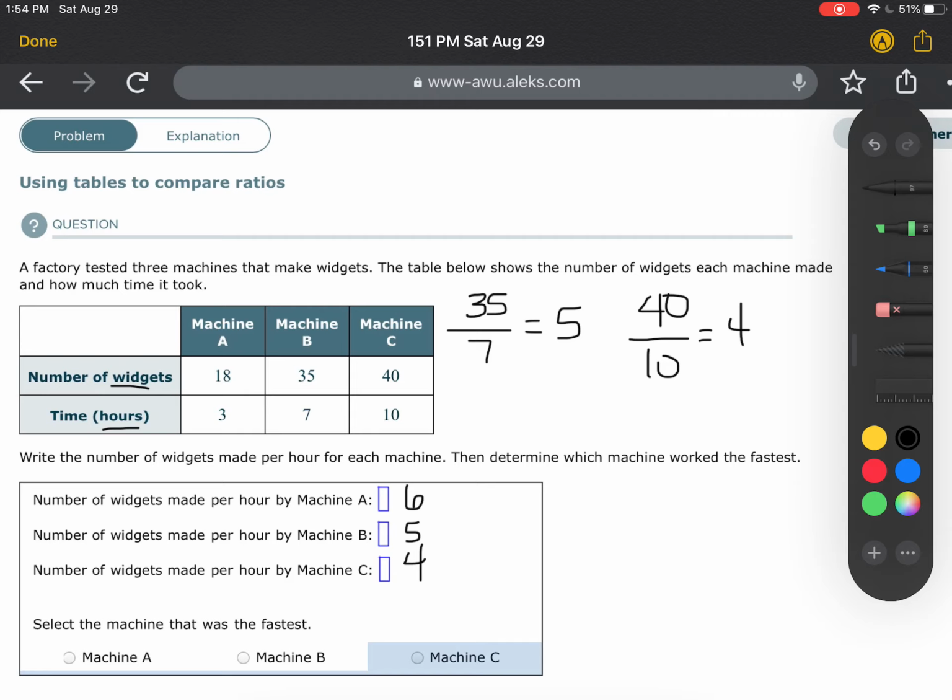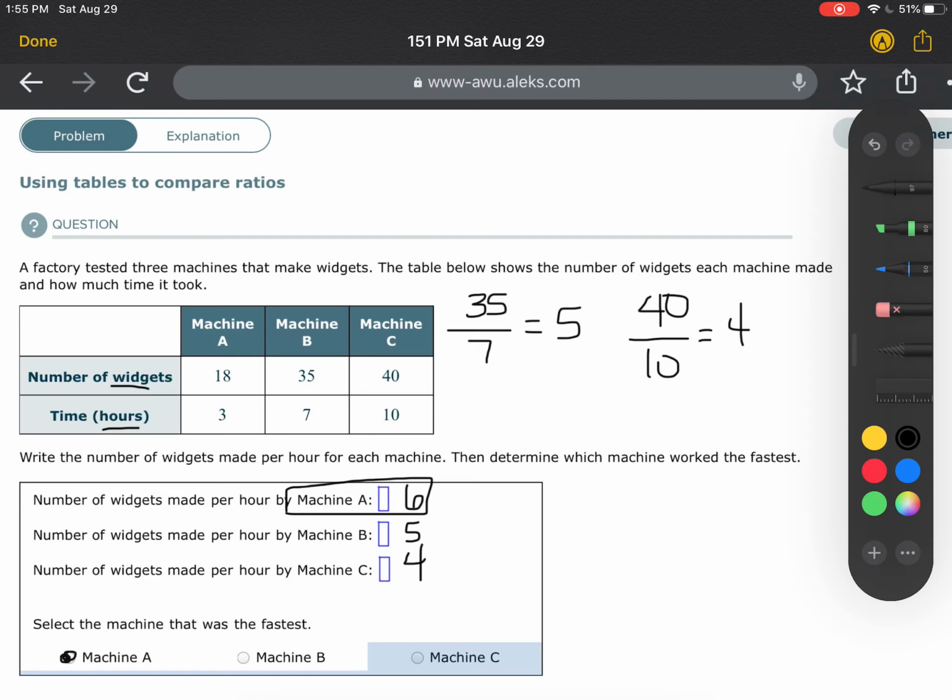So select the machine that was the fastest. In this case, the fastest machine is going to make the most amount of widgets per hour. So in this case, machine A makes 6 widgets per hour, and that is the fastest because they make more than all the other ones. So machine A is the fastest.